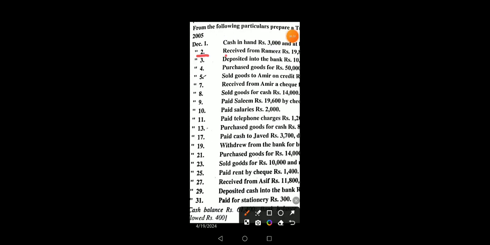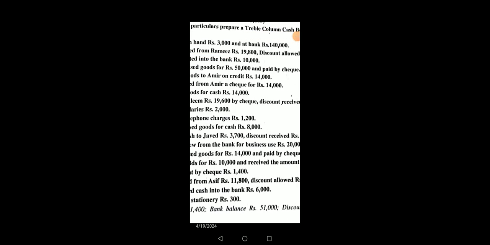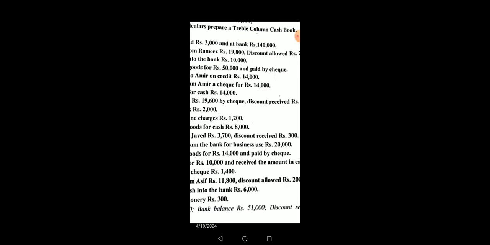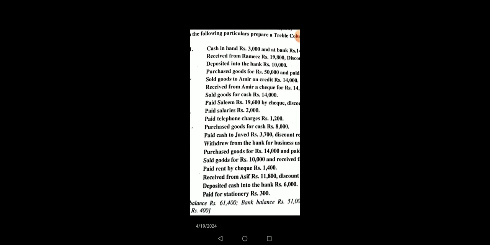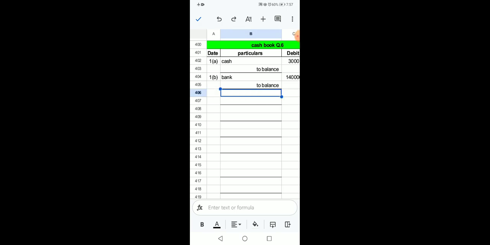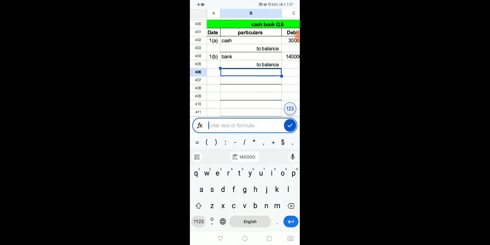What it is saying: received from Ramiz. Ramiz is a person. Received from Ramiz 19,800 and discount allowed. We will see what the first part is saying. Received from Ramiz 19,800. Receive means you have received cash. Cash is coming in, it means cash in hand is increasing. Cash in hand is your asset, means asset is increasing. Increase in asset should be debited, so you will debit cash over here.